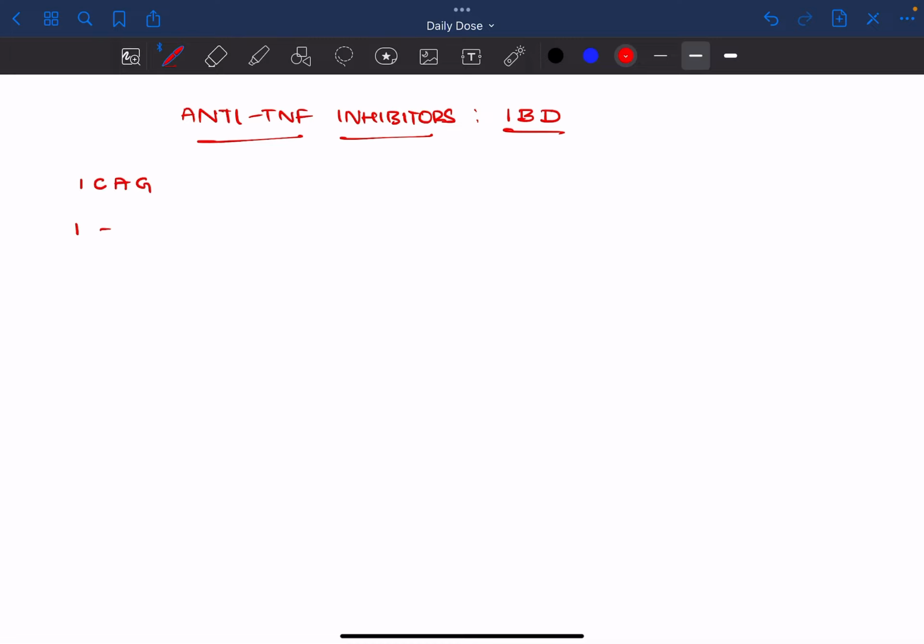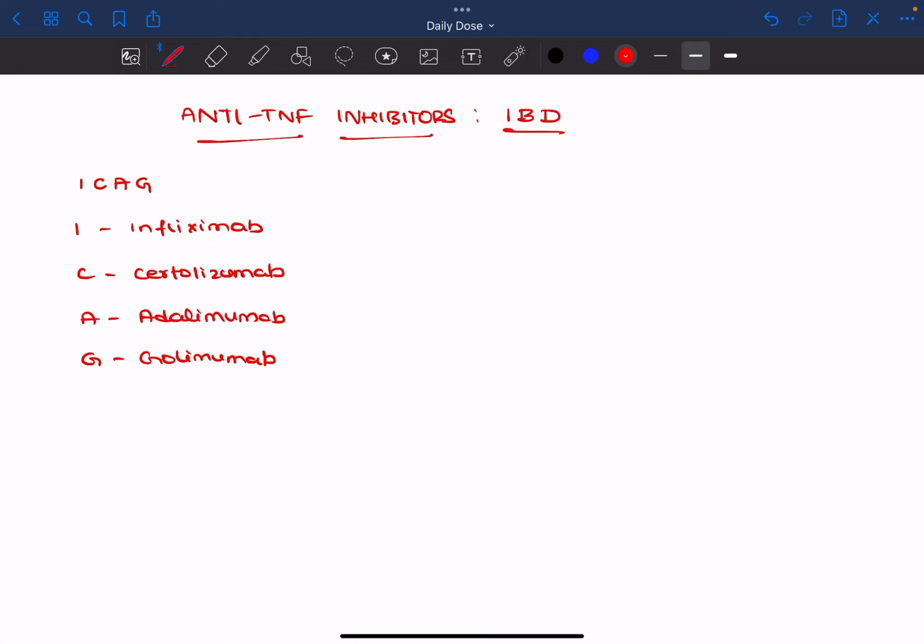I stands for infliximab. C stands for certolizumab. A stands for adalimumab, and G stands for golimumab. So these are the four anti-TNF inhibitors that are used in the treatment of inflammatory bowel disease.